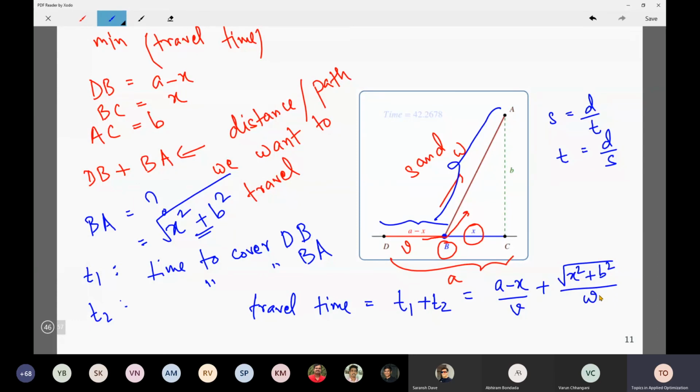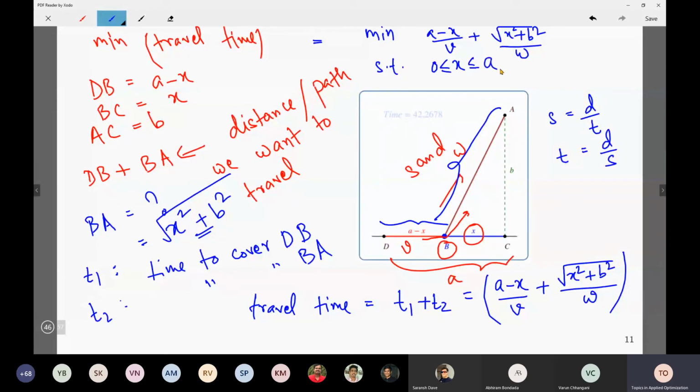It's an unconstrained problem because there are no other constraints for us. The only thing is, we might need a constraint that x should be less than a. Actually, yes, x should be less than a. Good, we have a constraint. So let us write down the overall problem. This is our objective: a minus x by v plus square root of x square plus b square by w, subject to x greater than 0, and if we want to put it in a concrete way, less than or equal to a. So this is our constraint. This was the modeling.